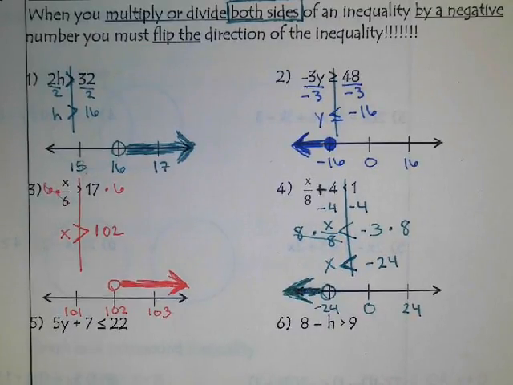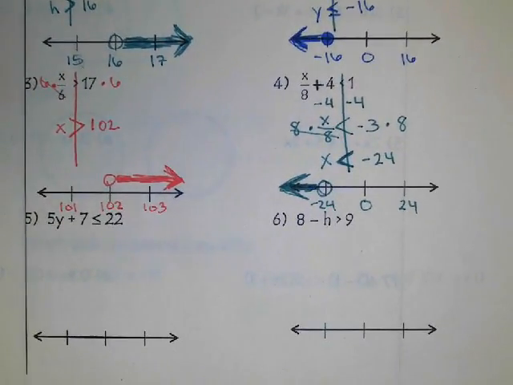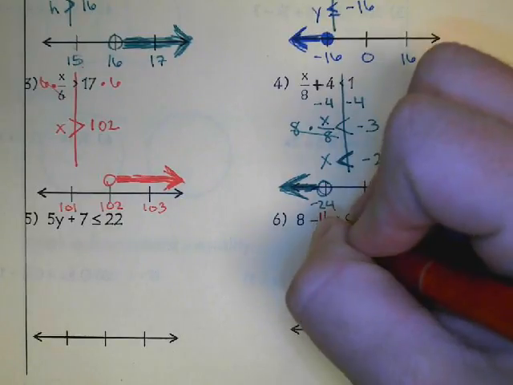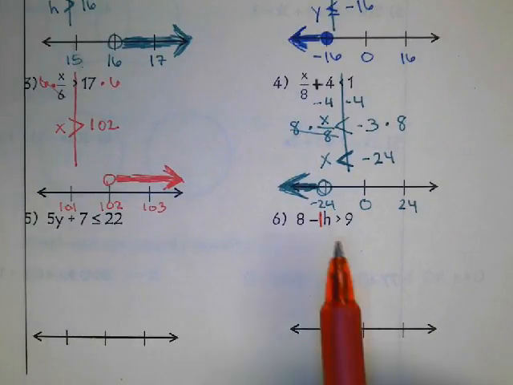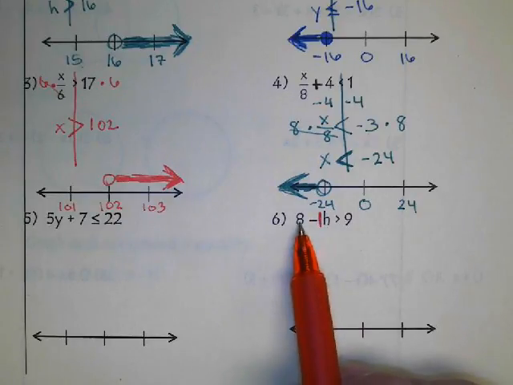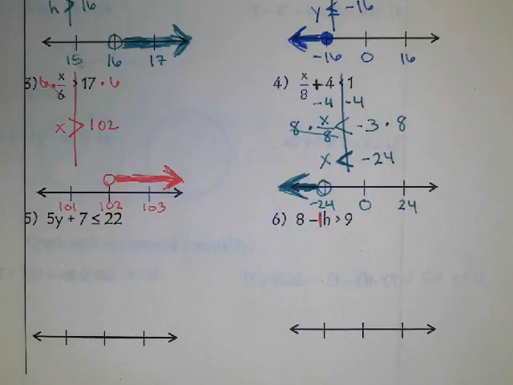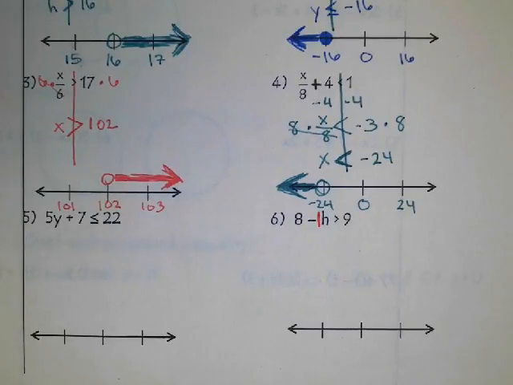Okay, so right now what I'd like you to do is pause right here. Try 5 and 6 on your own. Remember, to help you get through 6, it's beneficial to think of that hidden negative, that hidden 1 right there. So it's really 8 minus 1h is greater than 9. So remember, when you remove that 8 over here, you'll still have that negative 1 attached to the h. So remember that piece, please. But yeah, pause right here and try those.